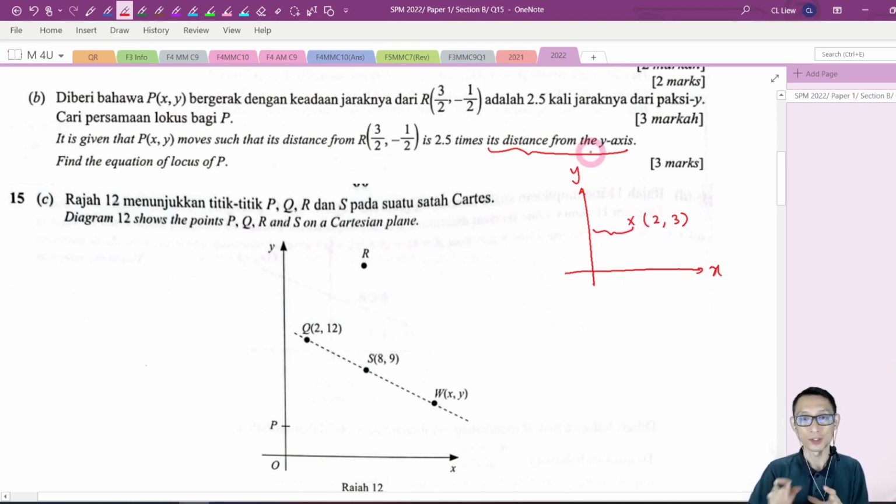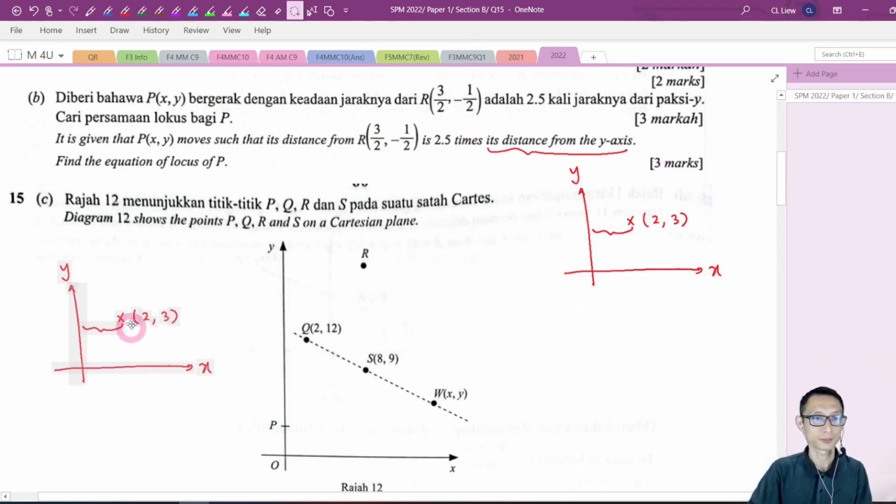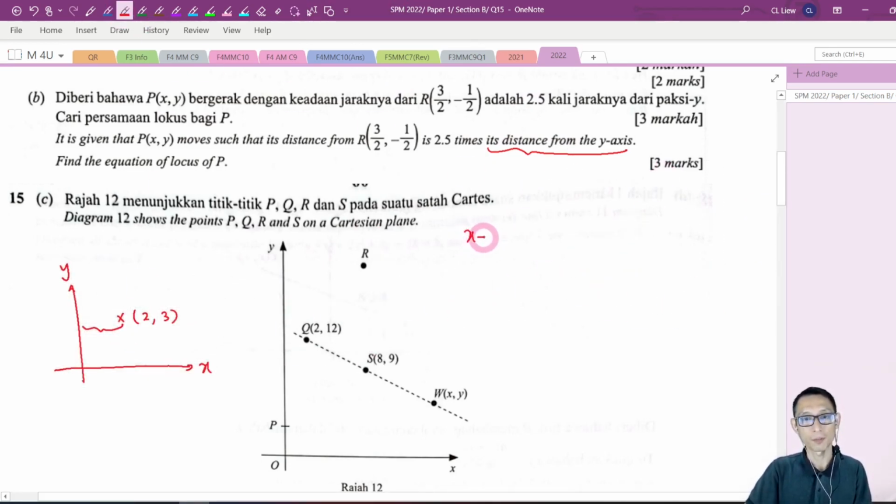Okay, so now if you understand this concept, now we can start to form an equation. Distance between 2 points: x1 minus x2 squared plus y1 minus y2 squared, and then we square root the whole thing, right? So let me move this one over here. Okay, x minus 3 over 2 squared plus y minus negative 1 over 2, it will become plus, squared. Square root this whole thing.